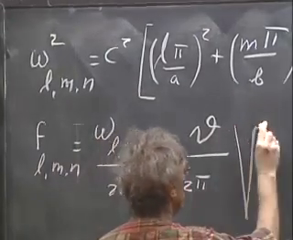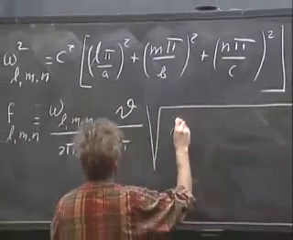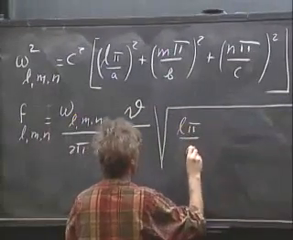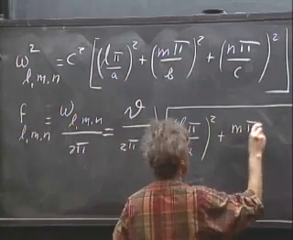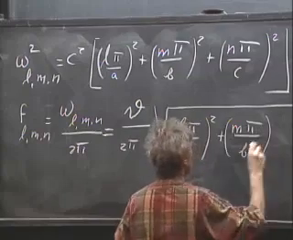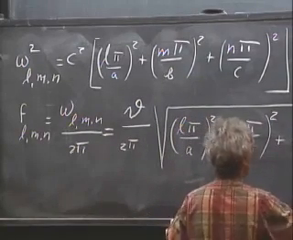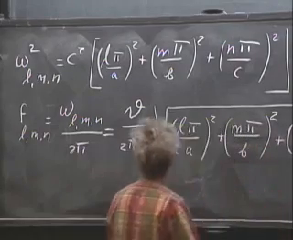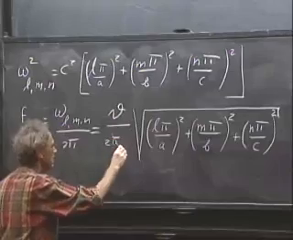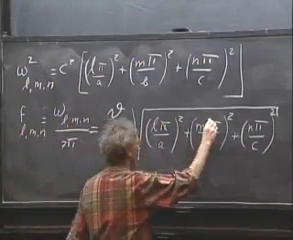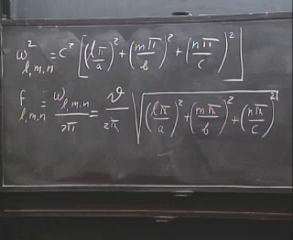And then I get here the square root of (L pi over a) squared plus (m pi over b) squared plus (n pi over c) squared. And notice that you lose your pi. So this pi here eats up this pi, eats up this pi, eats up that pi. And this is now in hertz.